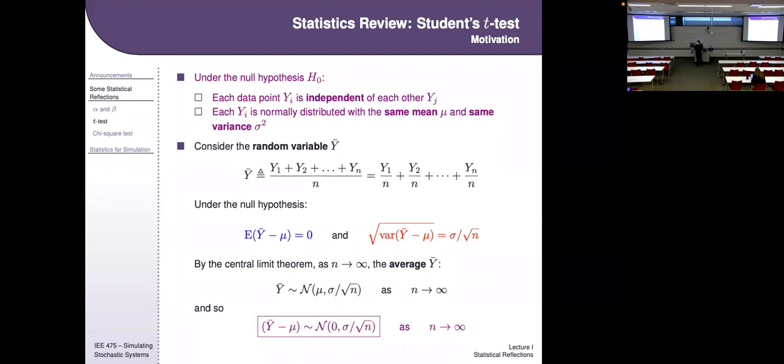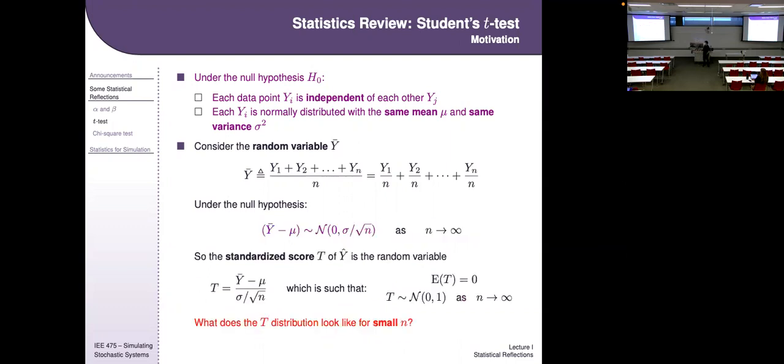So just by the central limit theorem, because this is a sum, if I take the number of terms in the sum to infinity, then this quantity, which is just this average minus the mean, is going to be a normal distribution centered around 0 with this standard deviation. So if I further take that and create effectively a z-score, a standardized score, which is just the mean value divided by the standard deviation, then this new value I get, which I'm going to call t, is going to have a mean of 0, and its variance is going to be equal to 1.